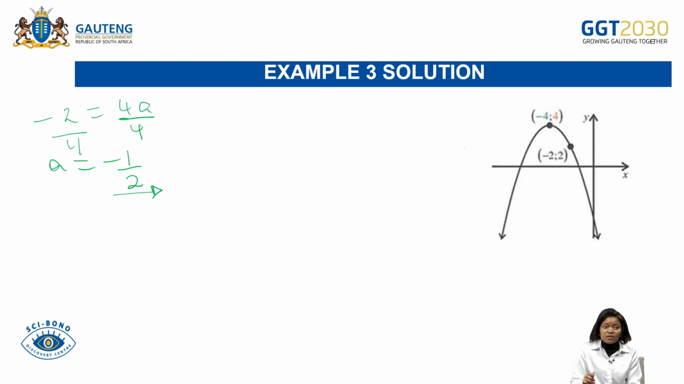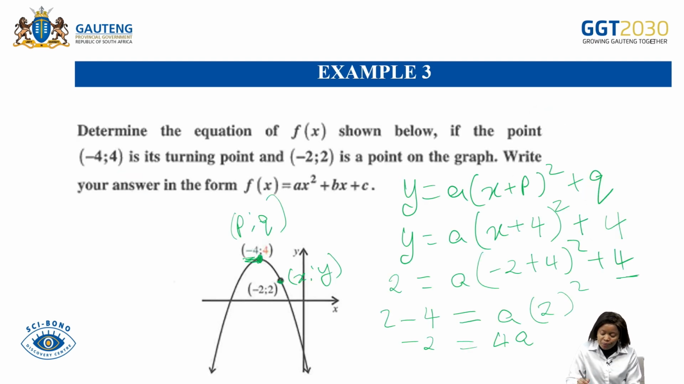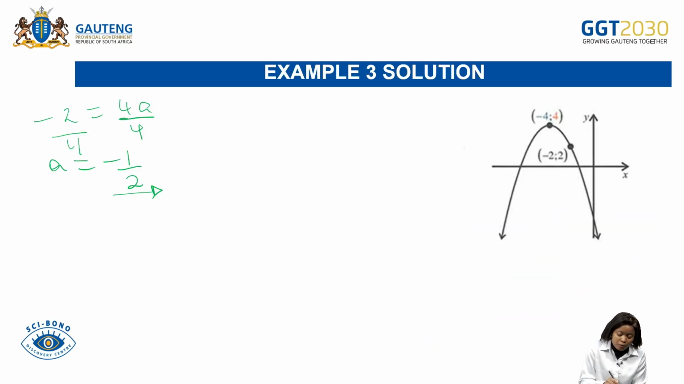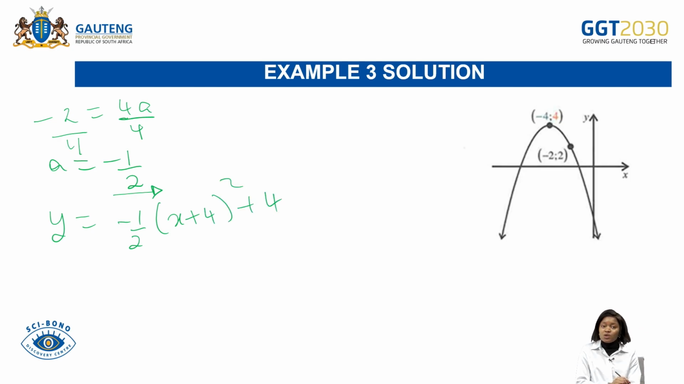So you can take this value of a and substitute where? Substitute here. So it means you will have y equals -1 over 2 into (x plus 4) squared plus 4. They said we must write our answer in terms of ax squared plus bx plus c. So it means we need to expand those brackets, or we need to simplify here.